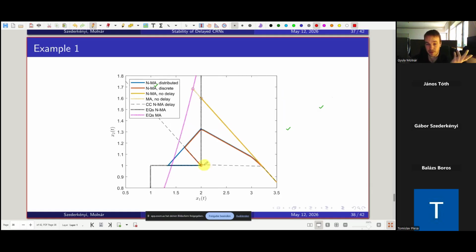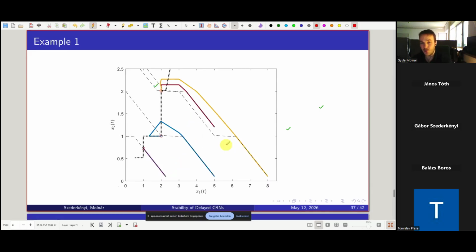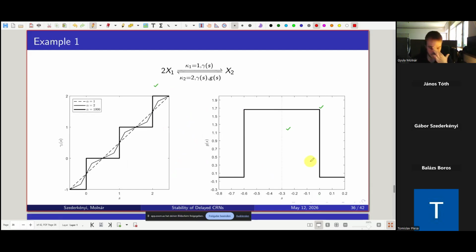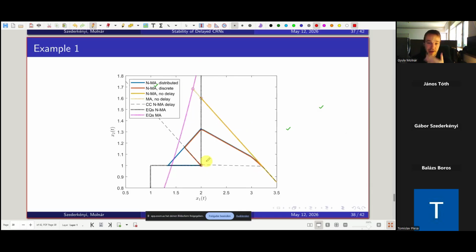And the question might arise: is this a fluke, or do they actually converge to the same equilibrium? And the answer is, if the delay distribution is like this. I might have said normal before, so what I meant is uniform. Sorry. If the delay distribution is uniform, then yes. Otherwise, this is not generally true. But here, yes. Here we have the non-delayed system. The dotted lines are the equilibria sets. The black one is for the non-mass action system. The magenta one is for the mass action system. So this is how it looks.